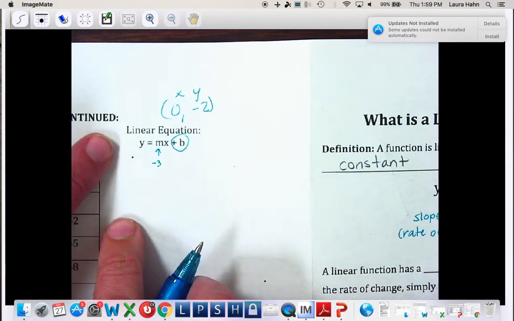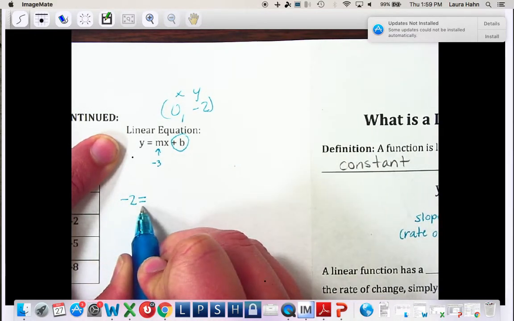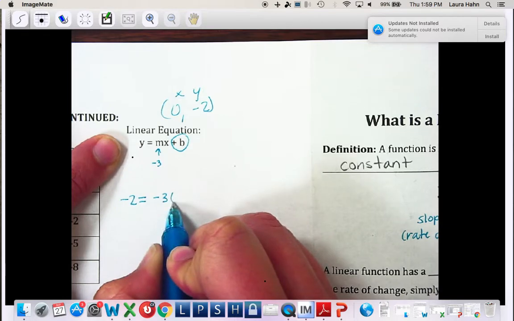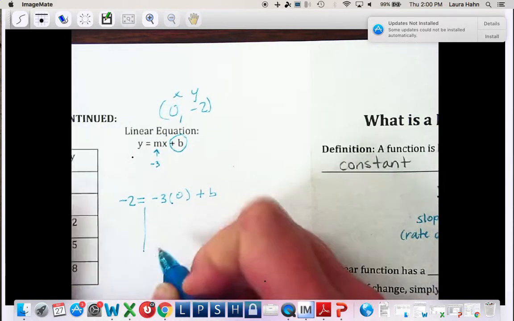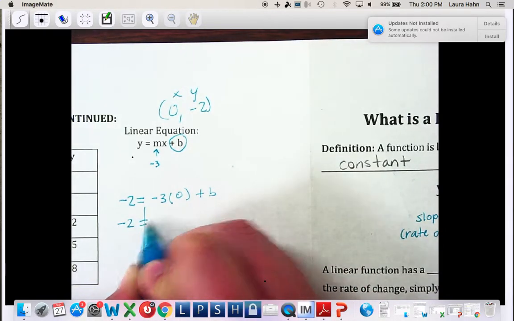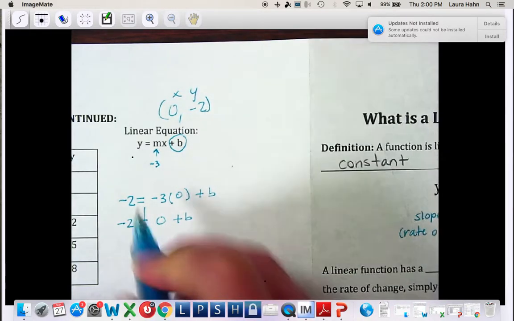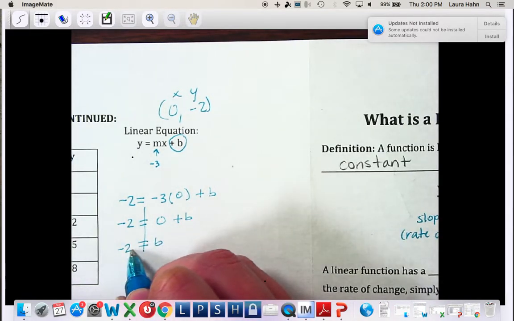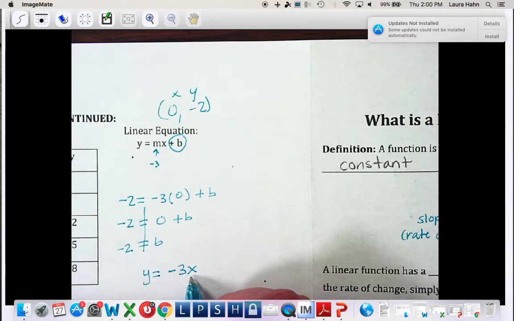Okay, so instead of y equals, I'm going to put -2 equals. So y equals, our m we said was -3, x is 0 plus b. So now we solve. -2 equals, that's going to give me 0 plus b. 0 plus b is just b, so I know b equals -2. So my equation is y equals m, our slope is -3x, so y equals mx. Our b is a -2, so I'm going to put -2.